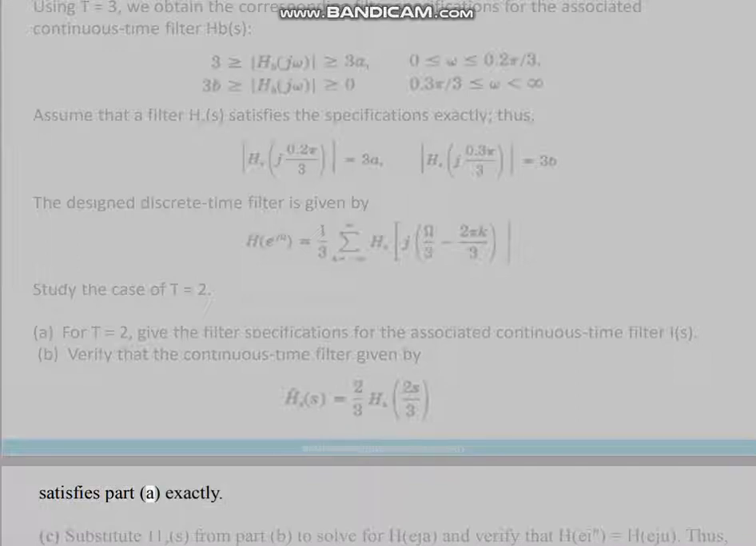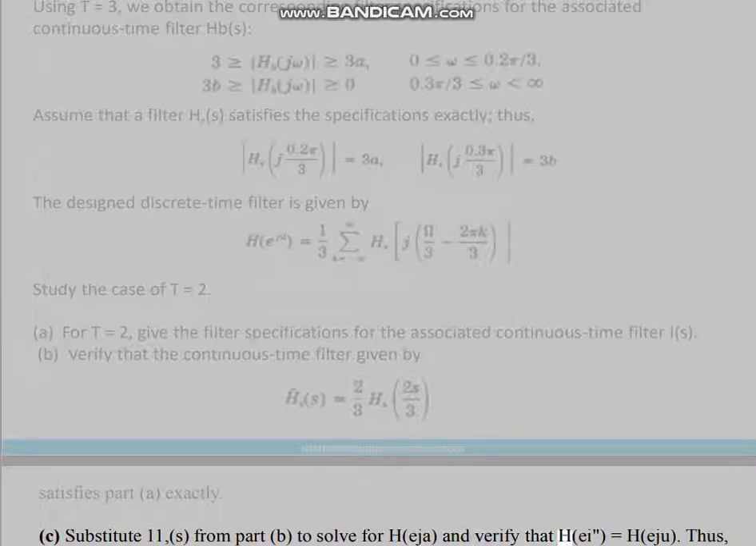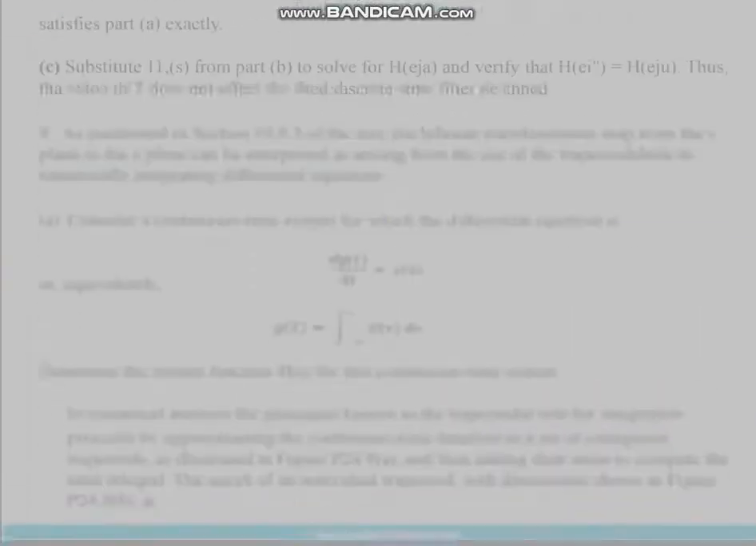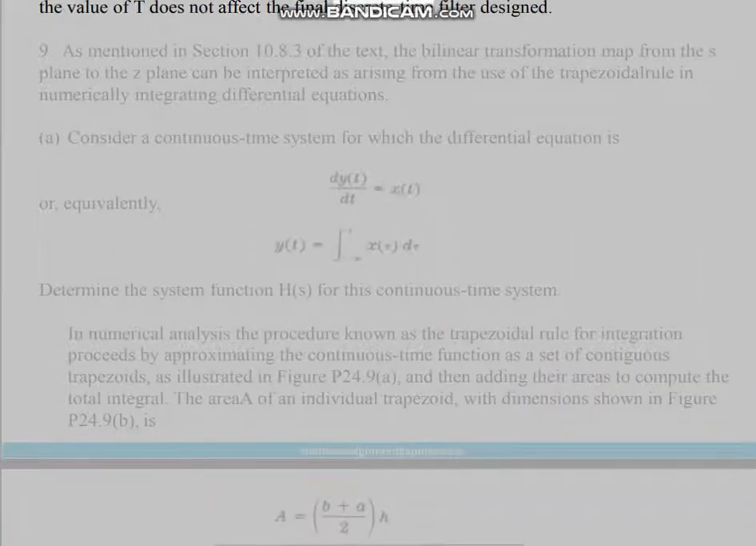satisfies part A exactly. C. Substitute H(s) from part B to solve for H(e^jΩ) and verify that it equals the previous H(e^jΩ). Thus, the value of T does not affect the final discrete-time filter designed.